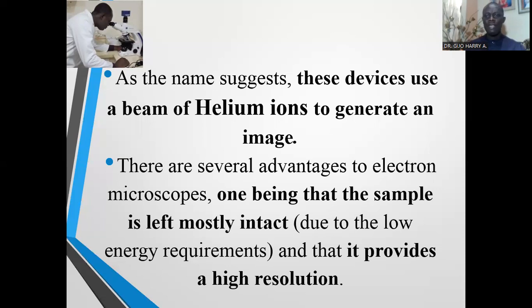There are several advantages over electron microscopes. One is that the sample is left mostly intact due to the low energy requirements, and it provides high resolution. So it has an advantage over the electron microscopes in that the sample is not destroyed, it is left intact, and it also provides high resolution.